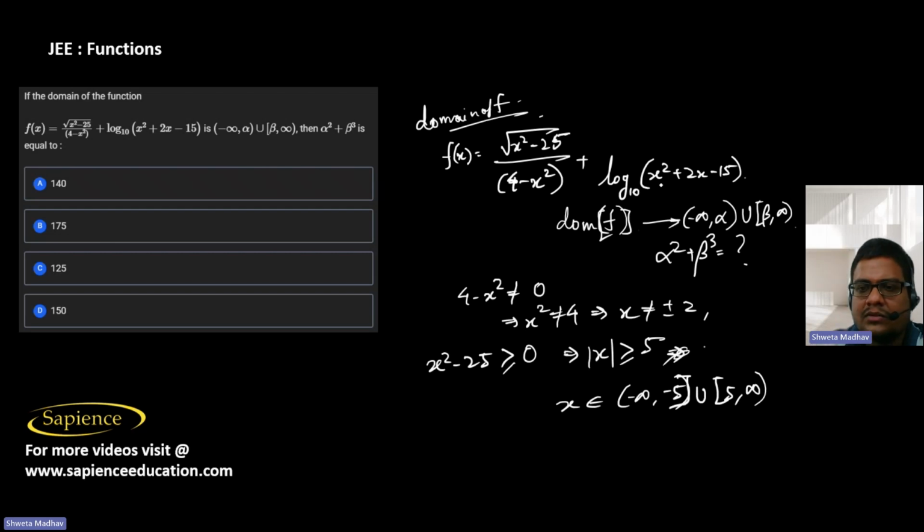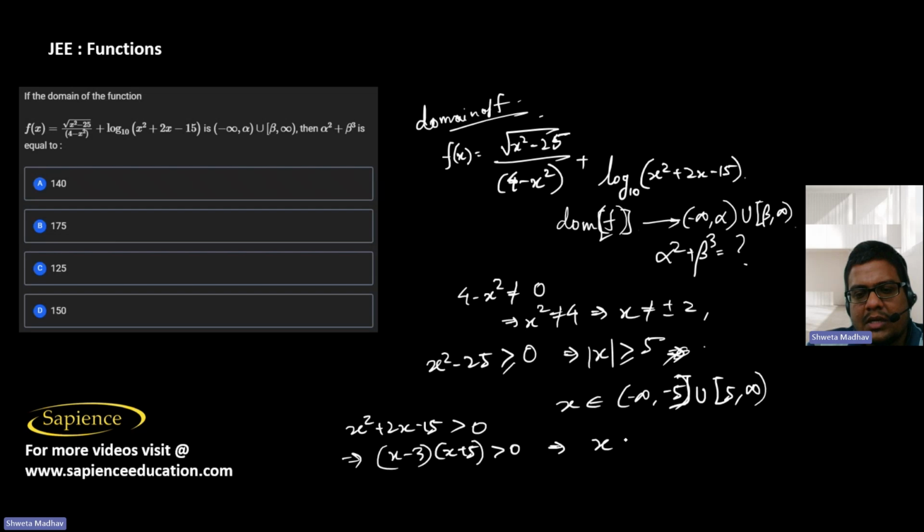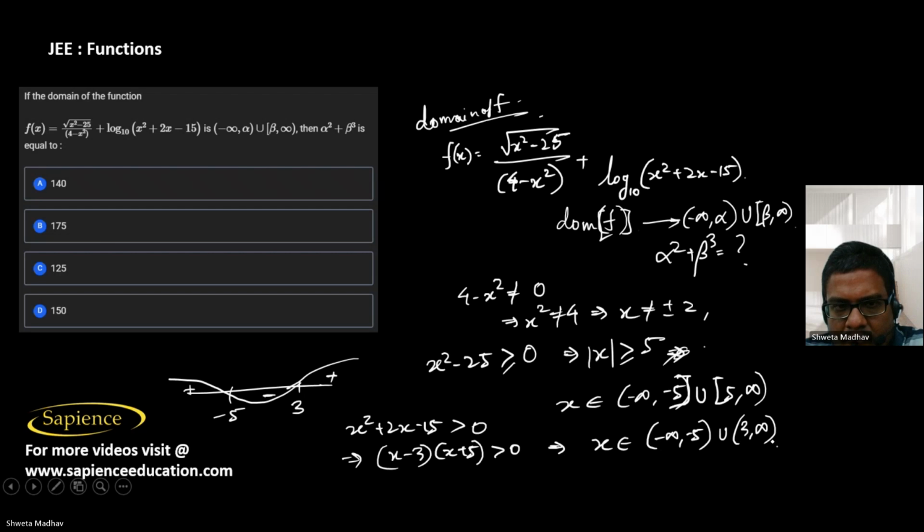Okay. And here also x square plus 2x minus 15 should be greater than 0. Therefore, we can say x minus 3 into x plus 5 should be greater than 0. So it means that x should belong to, this is 3, this is minus 5. More than 3 will be positive, less than minus 5 is also positive, but from minus 5 to 3 it will be negative. So x belongs to minus infinity to minus 5 union 3 to infinity.